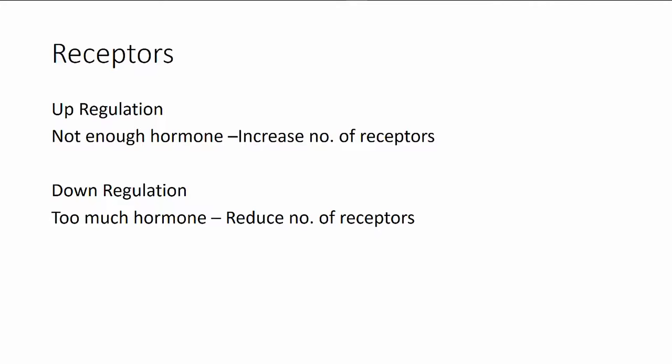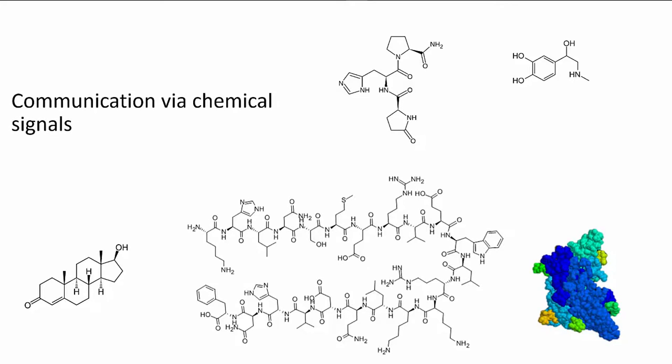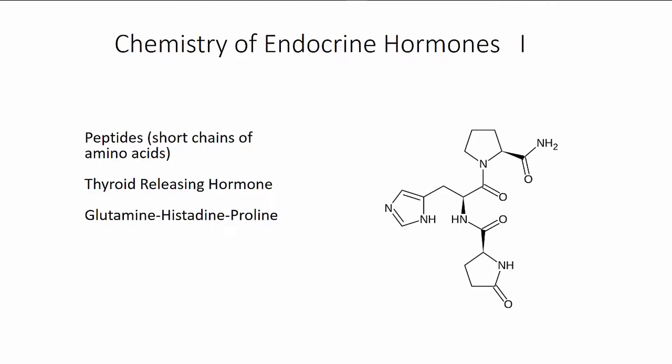So what do these chemical signals, these hormones, look like? Well, they look like a lot of different things, and let's take a brief survey of the different kinds of molecules that can act as signals or hormones, because that's what we're talking about here, communication via chemical signals. Hormones can have the shape of peptides. They can be short chains of amino acids. Here we see thyrotropin-releasing hormone, a very small molecule with only three amino acids.